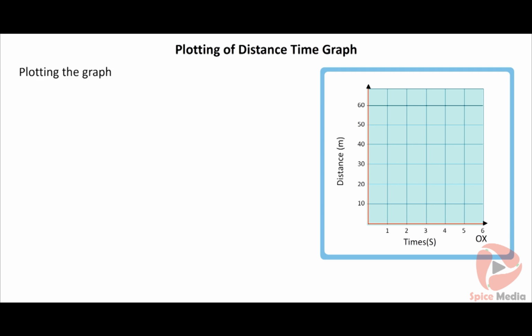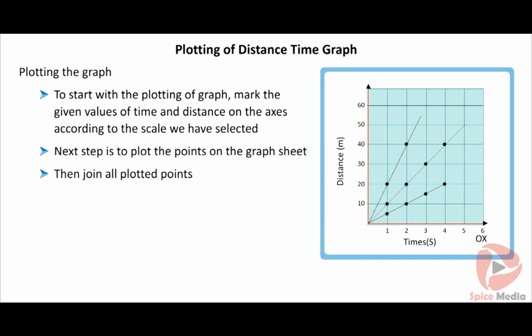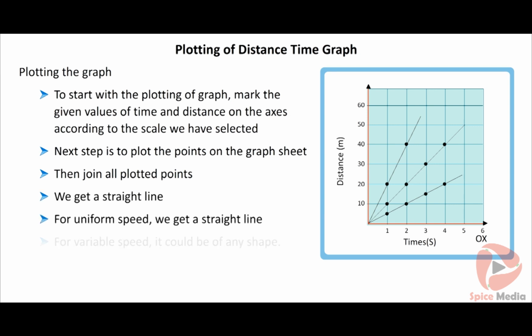Plotting the graph. To start with the plotting of the graph, mark the given values of time and distance on the axis according to the scale we have selected. Next step is to plot the points on the graph sheet. Then join all the plotted points. We get a straight line. For uniform speed, we get a straight line. For variable speed, it could be of any shape.